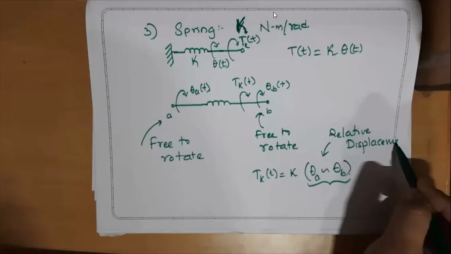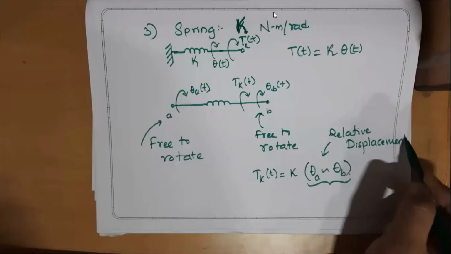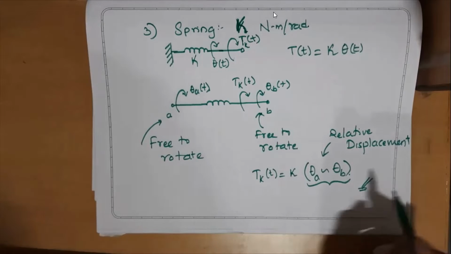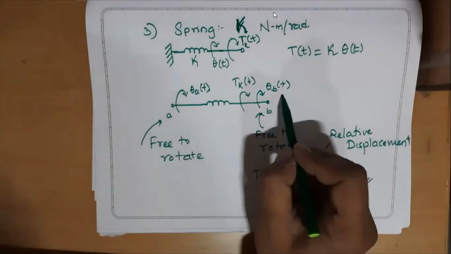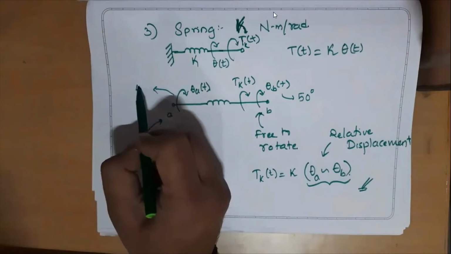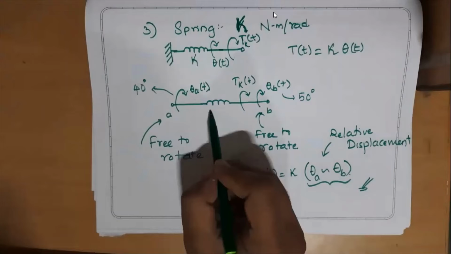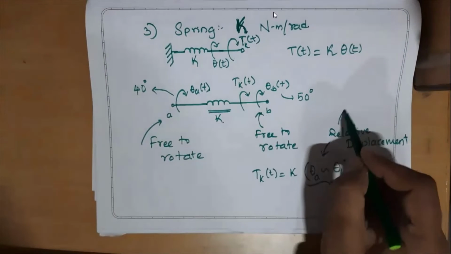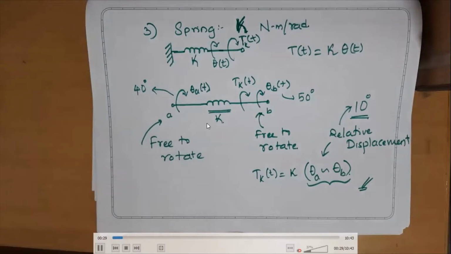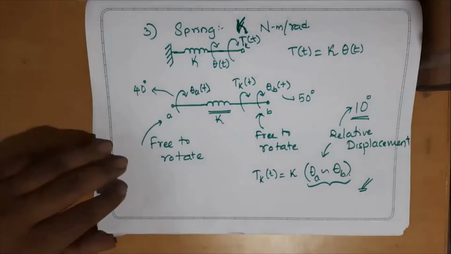So this term inside the bracket is called relative displacement, k into theta A difference of theta B. I hope it is clear for everyone. This topic requires a little bit of imagination and visualization, then things will be easy with mathematics. So considering a 50-degree displacement at theta B and 40-degree displacement at theta A, the relative displacement of the spring will be 10 degrees. That's what you can say.